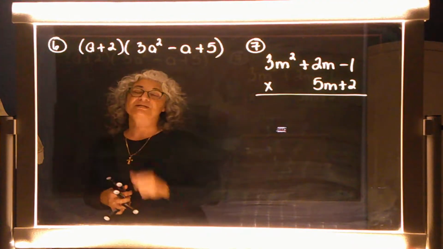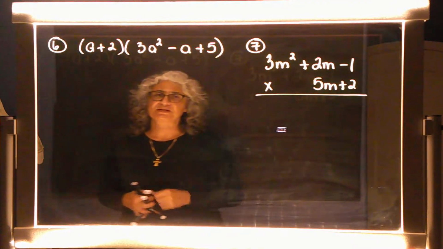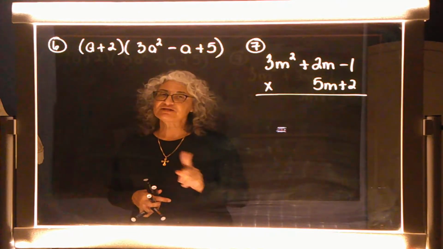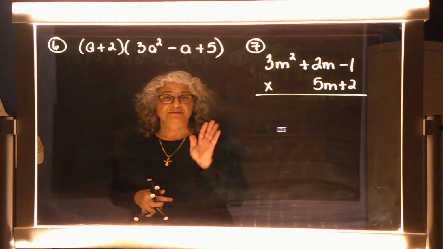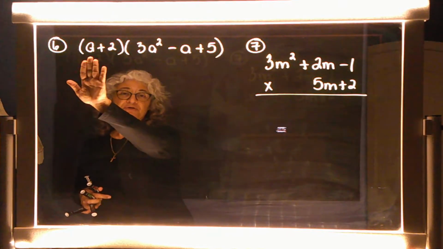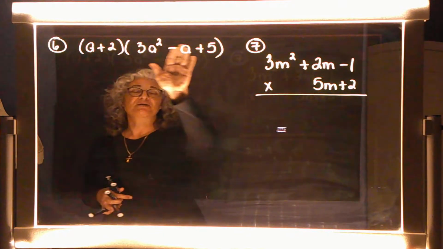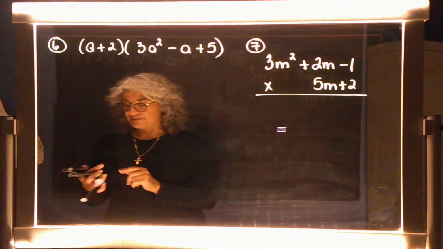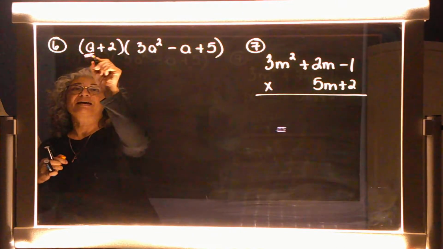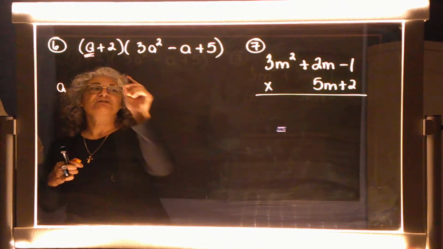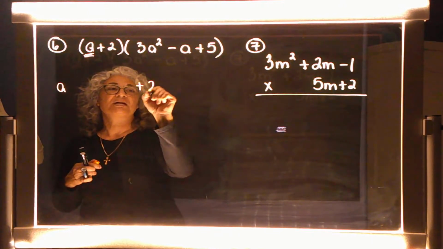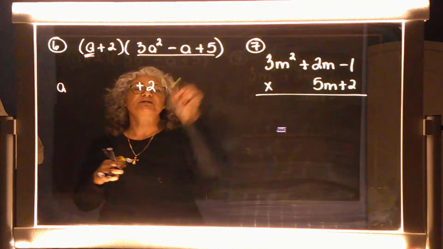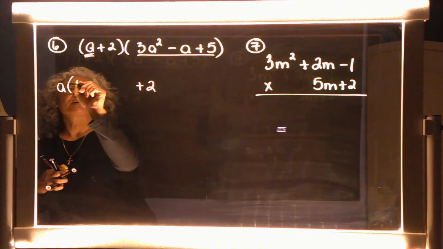Okay, so let's look at problem 6. Now, do you notice in problem 6, the second parenthesis has 3 terms in it, doesn't it? Okay, that doesn't change our process any. I'm still going to take the number of terms in the first parenthesis, and each one is going to have to distribute to the second parenthesis. Are you with me? So I'm still going to have to take this a, and I'm still going to have to take this plus 2, and I'm still going to have to distribute both of those to the second parenthesis. So let's write that down.